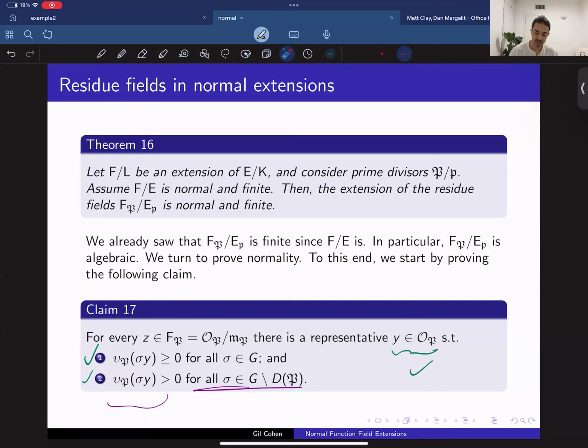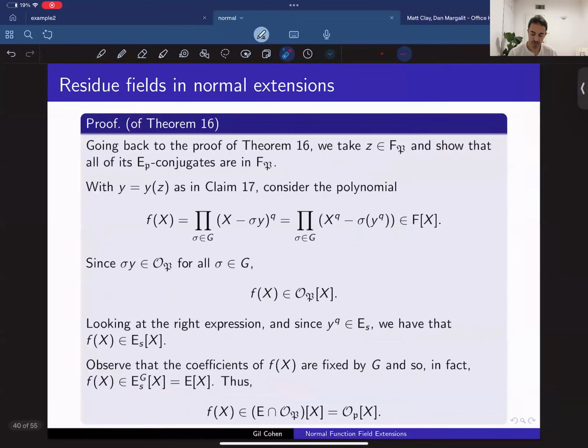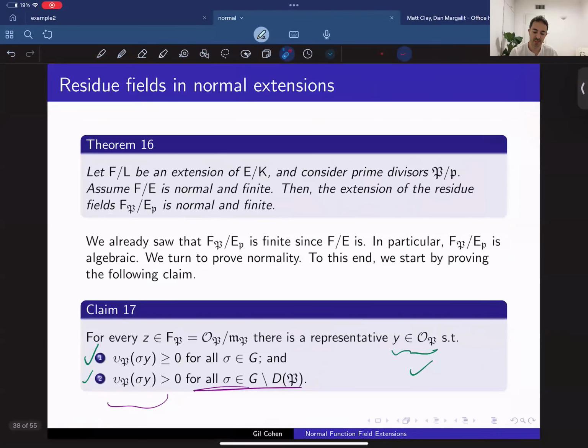Okay, so with this, let's prove the theorem that we have here. As I promised, it's kind of technical, but okay. So, we want to prove theorem 16. Let's remind ourselves, we want to prove that this is a normal extension. So, what would you do? You use your favorite characteristic or property or way of defining normality. But what we are going to do is essentially going to the original definition, and we are going to take Z in F_P and show that all of its conjugates over E_P are also in F_P.